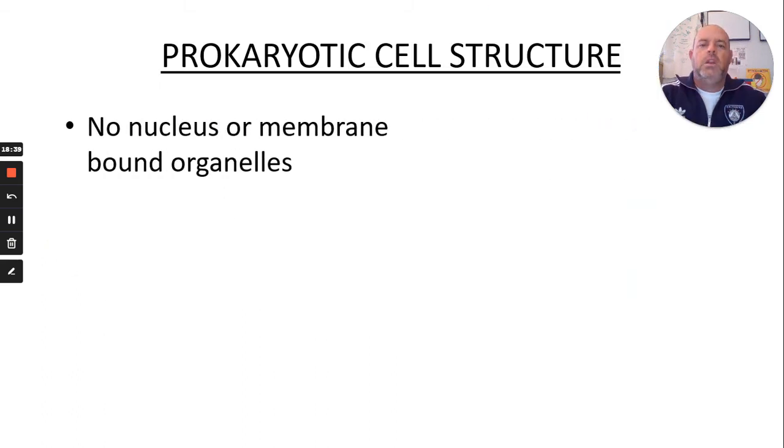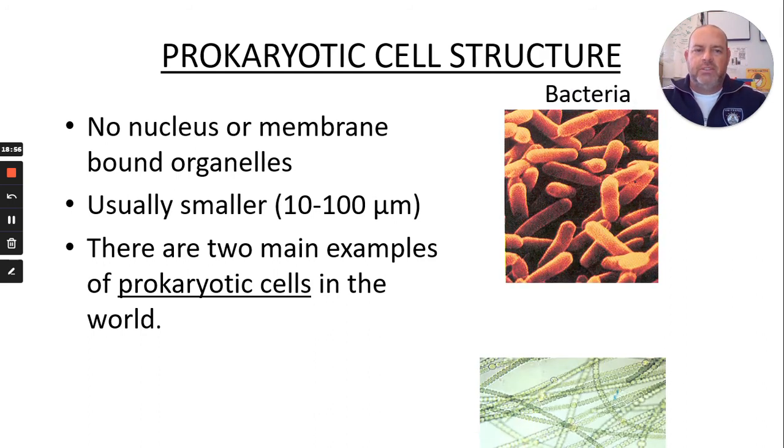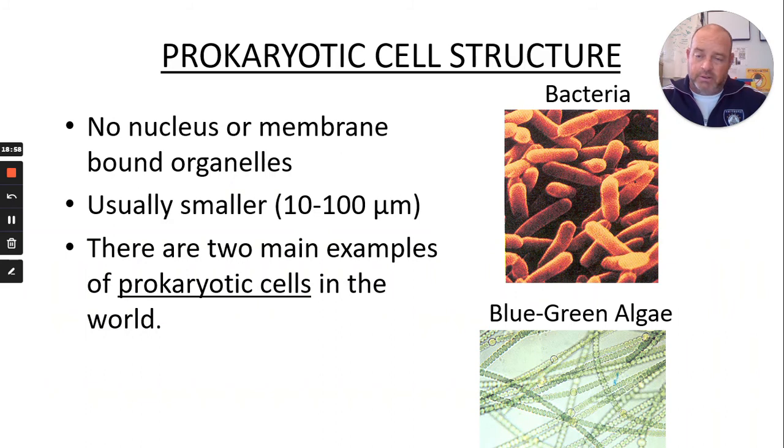All right, moving on to some cell types here. So, prokaryotic cell structure. Prokaryotes do not have a nucleus, and they do not have membrane-bound organelles. These are your basic type cells, mainly bacteria. Prokaryotic cells are all of your bacteria types, and there is some blue-green algae that's also prokaryotic.